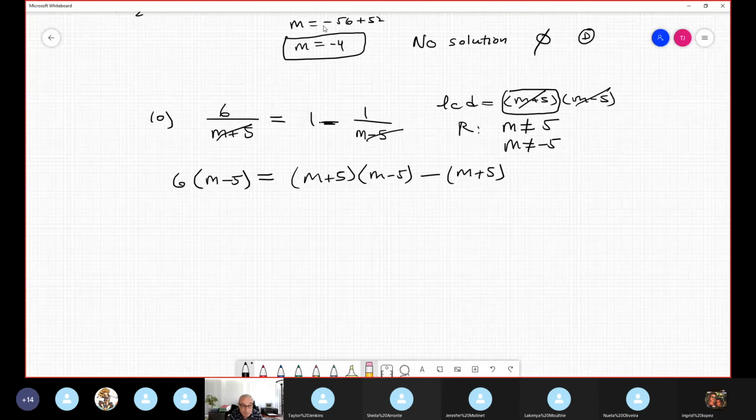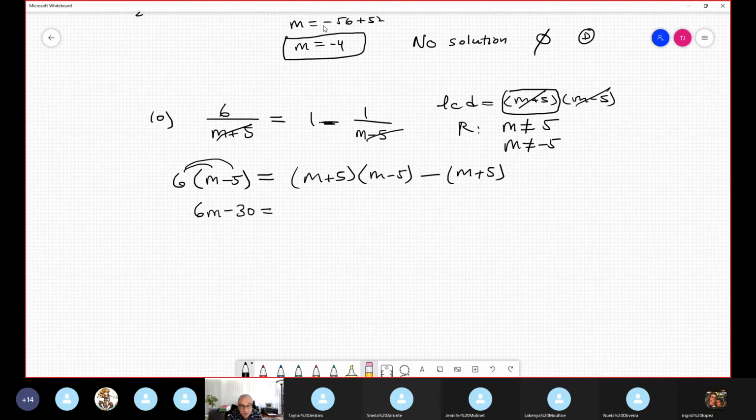Now distribute the property: 6n minus 30. In this case it's easy because this is the difference of squares, but backward. This is n squared minus 25. Yes or no? Do you see this or no? Yes, Professor.